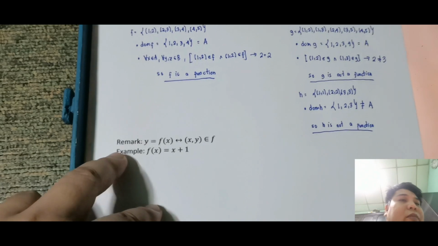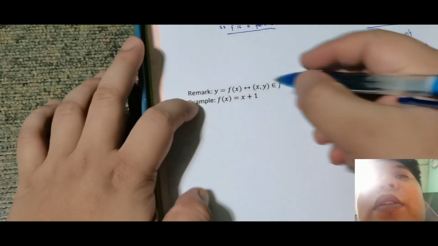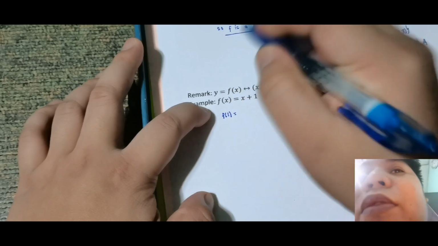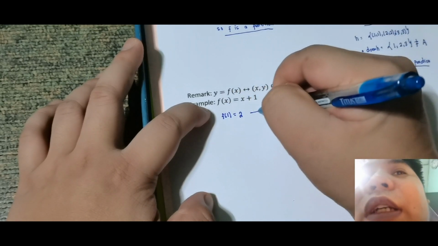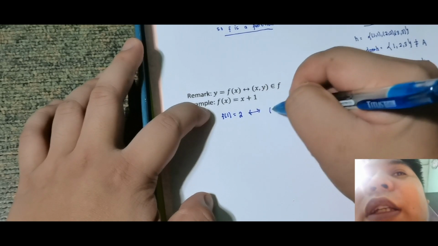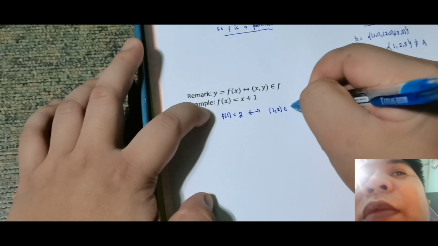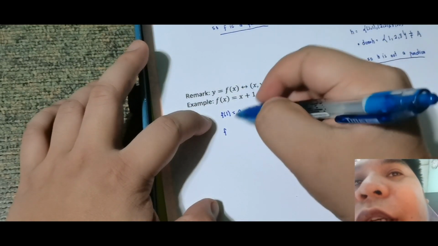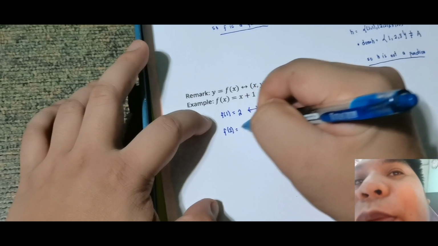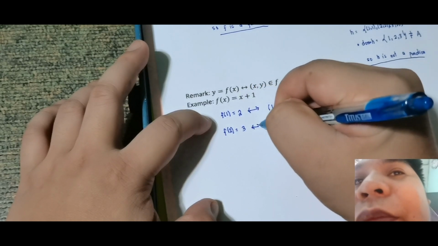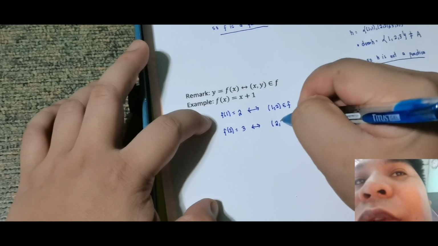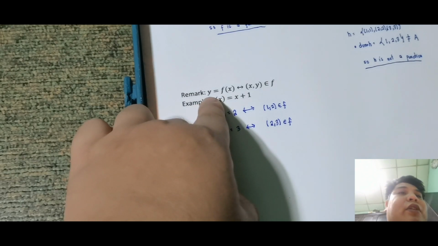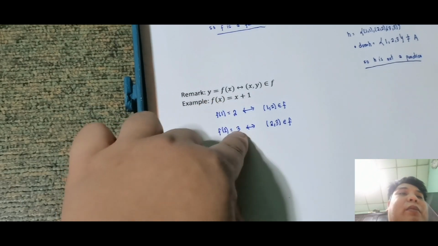f of x is equal to x plus 1. Evaluate ko una. Let's try f of 1. f of 1 is equal to 1 plus 1, that is 2. That is if and only if 1, comma 2, is an element of f. Try natin f of 2. f of 2 is 3, that is if and only if 2, comma 3, is an element of f. Okay, based na sa condition, no?